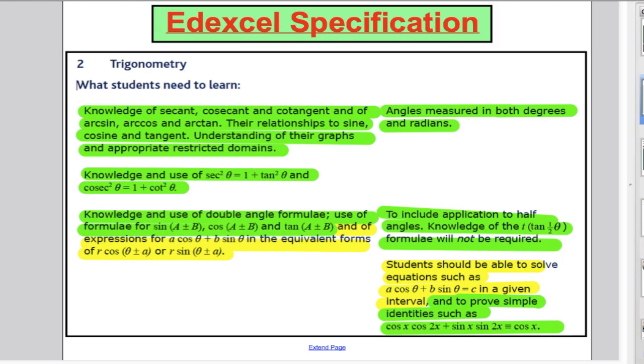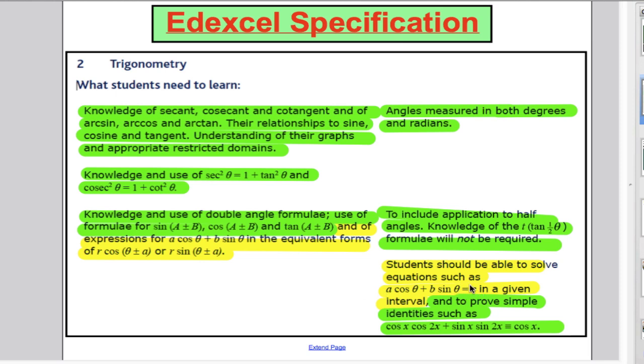To start with, everything in green we've done in the previous 8 videos. What we're doing in this video is finishing off trigonometry, and here we are considering expressions a cos theta plus b sine theta, and we're going to write it in different forms, namely r cos theta plus or minus alpha or r sine theta plus or minus alpha. And hence, students will be able to solve a different set of equations: a cos theta plus b sine theta is equal to c.